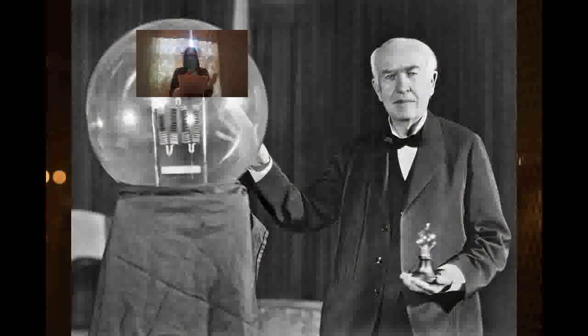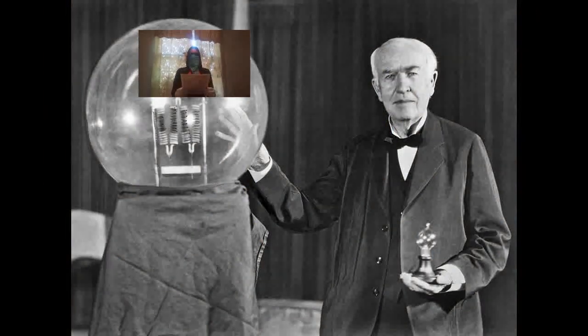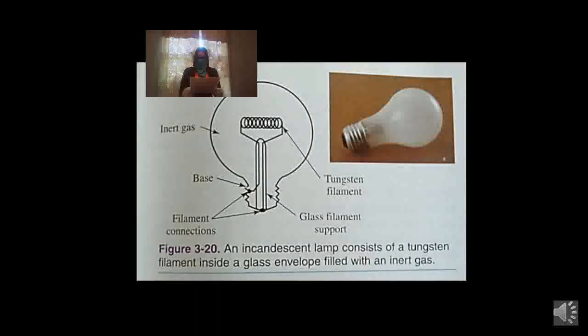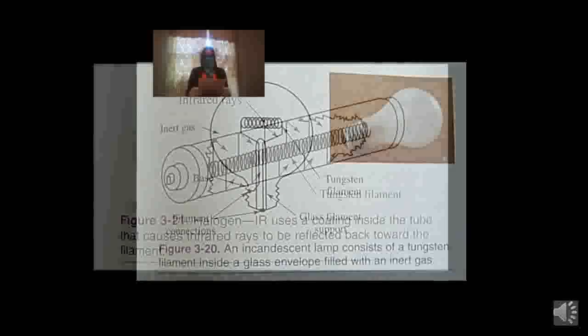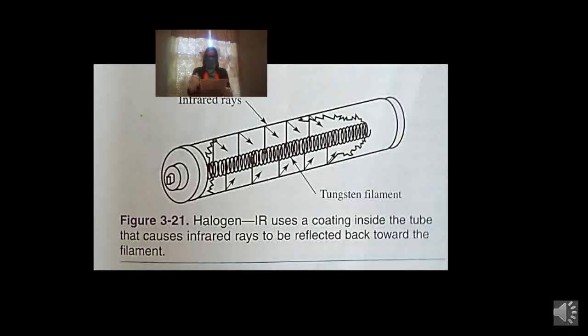inside a glass envelope to prevent the carbon from igniting. Soon afterward, the tungsten filament replaced the carbon filament. The tungsten filament proved to be a much more efficient method for producing light than carbon filament. In figure 3-20, the basic construction of the incandescent lamp is illustrated.